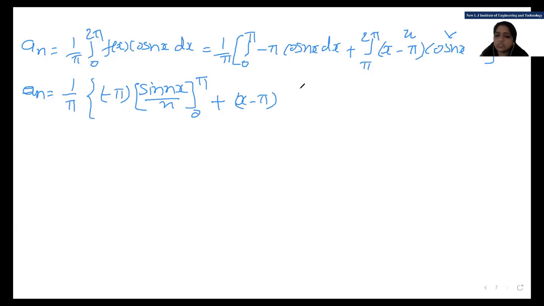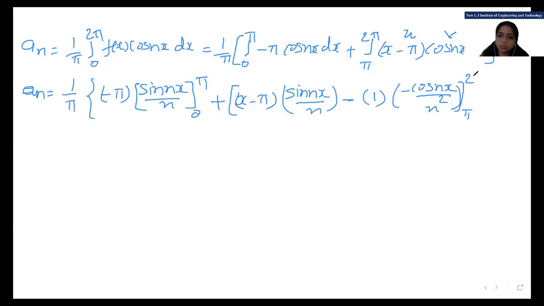The integration of cos nx is sin nx upon n, minus the derivative of x minus pi, which is 1, and the integration of sin nx, which is minus cos nx upon n square, right? And the limits are what? Pi to 2 pi. Now the derivative of 1 is 0, so no need to move again. Now 1 by pi.